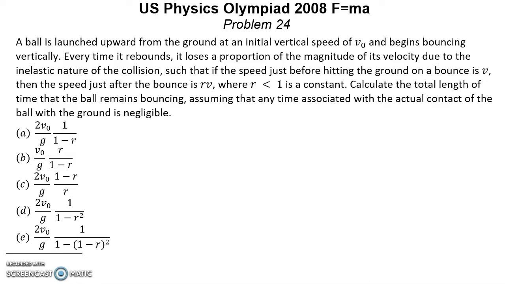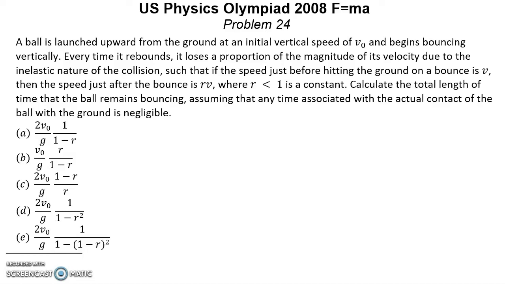Problem number 24. A ball is launched upward from the ground at an initial vertical speed of V0 and begins bouncing vertically. Every time it rebounds, it loses a proportion of the magnitude of its velocity due to the inelastic nature of the collision, such that if the speed just before hitting the ground on a bounce is V, then the speed just after the bounce is RV, where R is less than 1, a constant. Calculate the total length of time that the ball remains bouncing, assuming that any time associated with the actual contact of the ball with the ground is negligible.